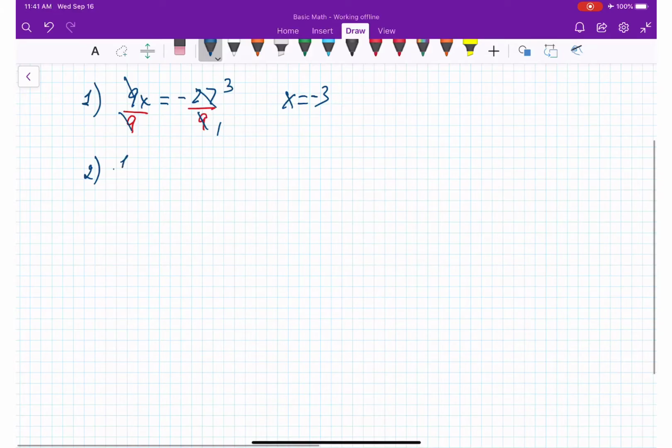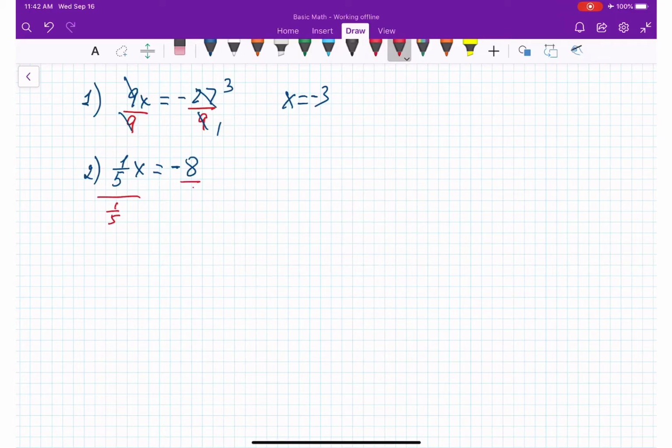One over 5 x is equal to negative 8. In cases like this, you have two choices. In one case, both of them divide by 1/5, and I will finish it. In another method, all you do is bring to a common denominator. So 1/5 of x is equal to negative 8.